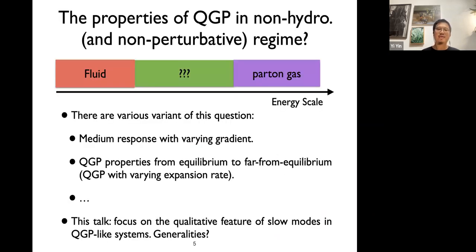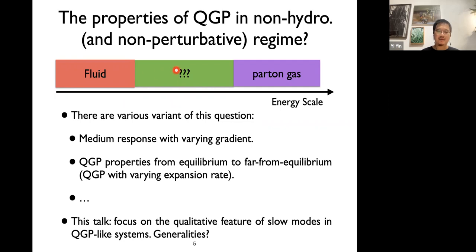How should I think about the properties of the QGP in the non-hydro regions? This is the cartoon that I would like to show you. If we remember that QCD has the property of asymptotic freedom, we would imagine that if you go to very, very high energy scales, it should behave like a weakly coupled gas, like a weakly coupled quark and gluon gas. On the other hand, as I just mentioned, at very long distances it behaves like a fluid with very small shear viscosity. So then the natural question is, what are the properties in these intermediate regions?